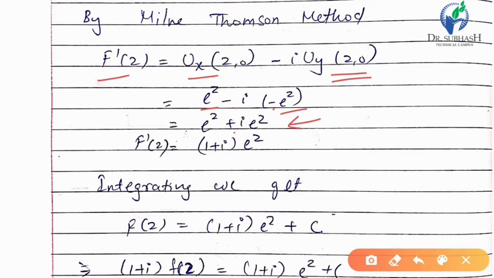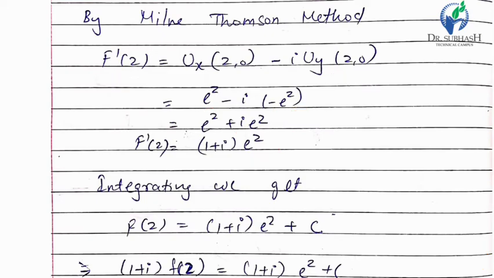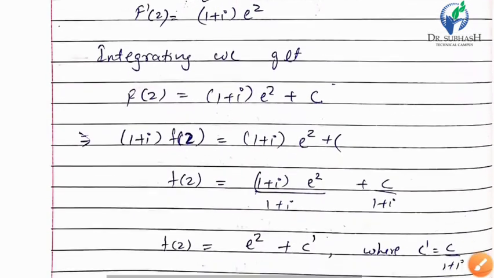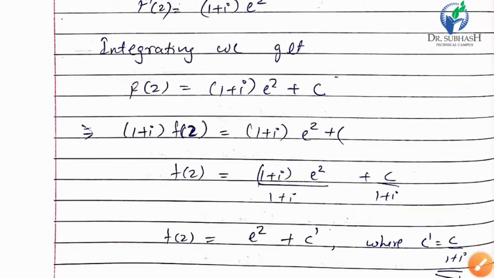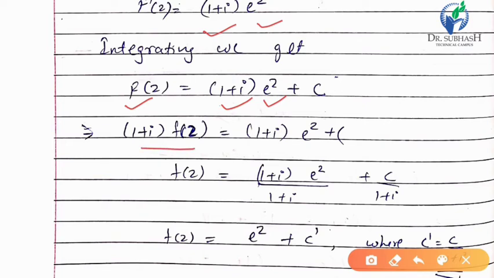Now in the next step, e raised to z will be taken common. So now I will integrate this equation with respect to z. Integration of f'(z) will be F(z), (1 plus i) will be as it is, and integrating e raised to z will be e raised to z plus c. Now capital F of z we have assumed as u plus i v, that is, (1 plus i) small f of z. The rest of the terms will be as they are.